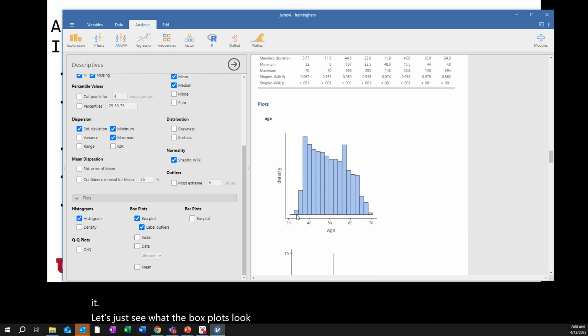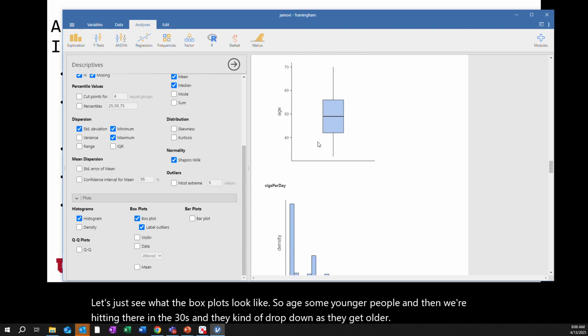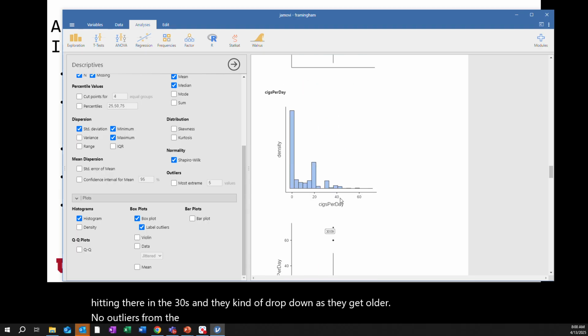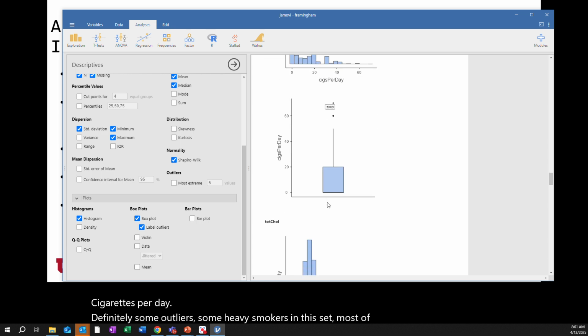So age, some younger people, and then we're hitting there in the 30s, and they kind of drop down as they get older. No outliers from the box plots. Cigarettes per day. Definitely some outliers, some heavy smokers in this set. Most of them were zeros.